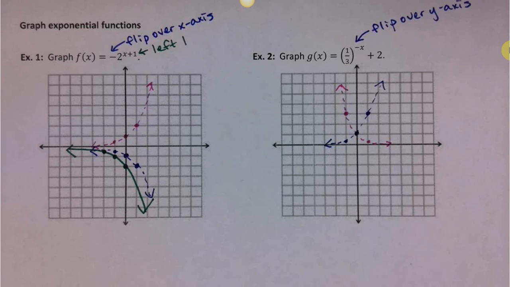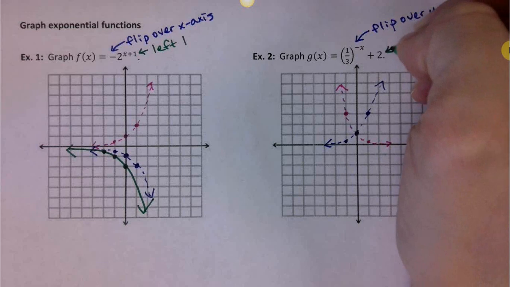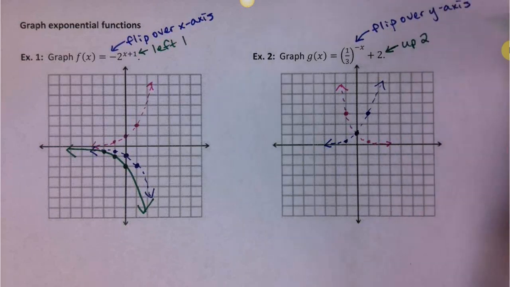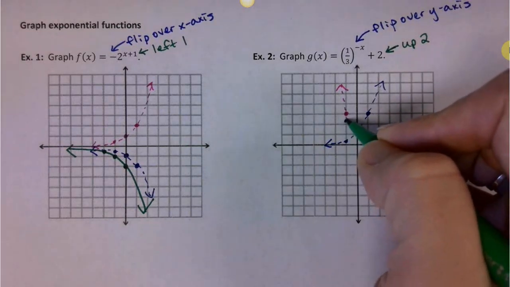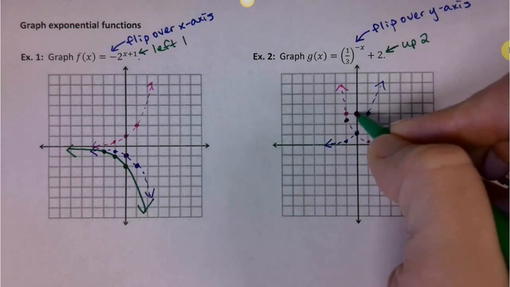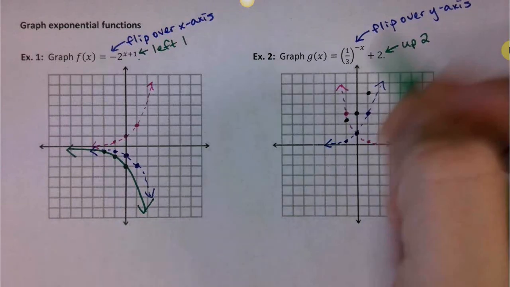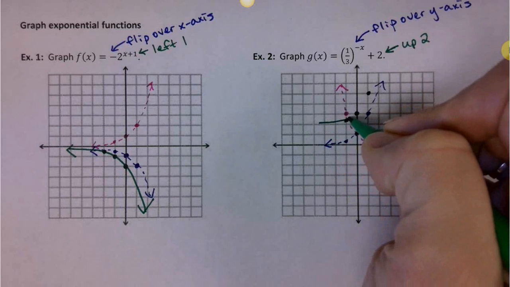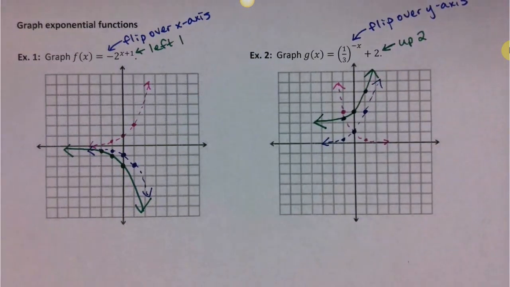And then the plus 2, the fact that that is attached to the end of our function, this is where it's going to affect it vertically. So specifically in this case, we want to shift all of our points up 2. So this point is going to get bumped up to 2 1/3. This point gets bumped up to 3. And this point gets bumped up to 5. And then connecting that final set of points, we end up with something like that.